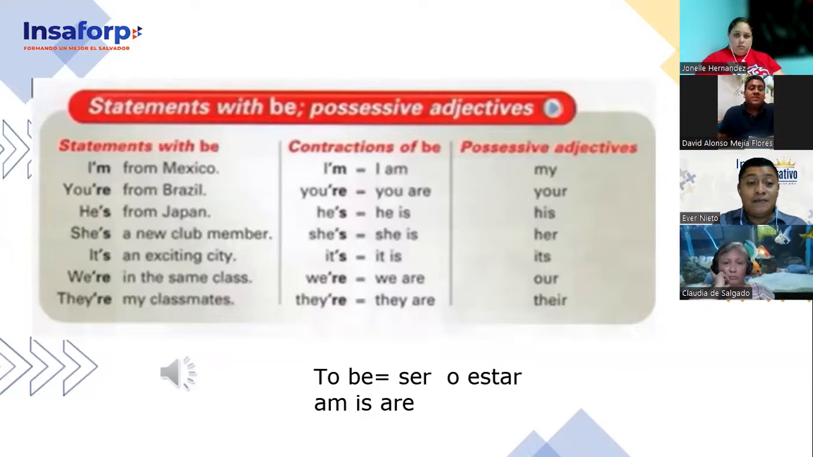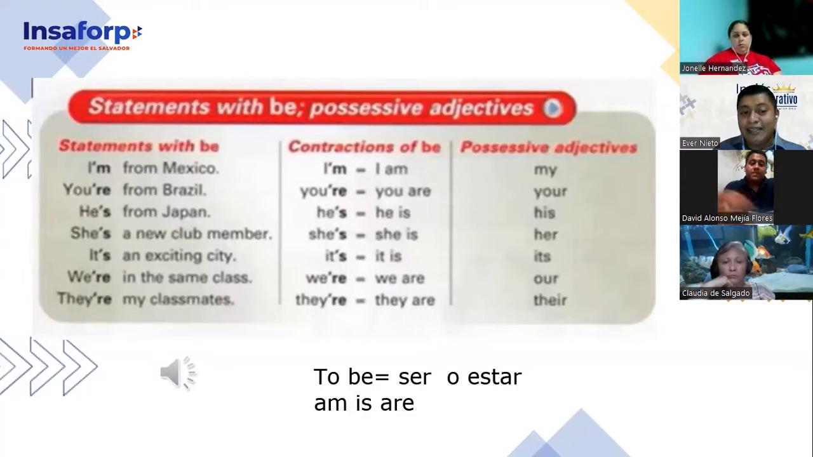I'm from Mexico. You're from Brazil. He's from Japan. She's a new club member. It's an exciting city. We're in the same class. They're my classmates. Excellent job. Thank you. Exciting city. It's an exciting city. Thank you. Excellent job. Janelle, do you have a question? No. Okay. Thank you.